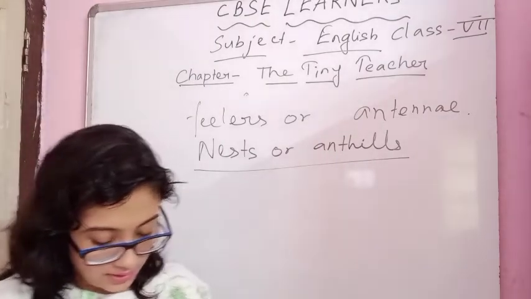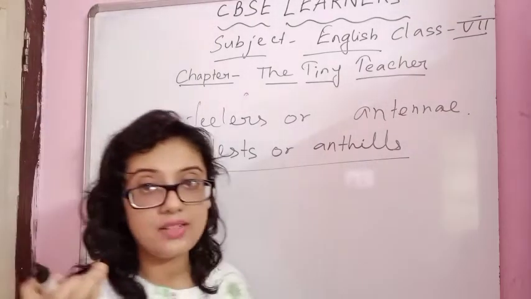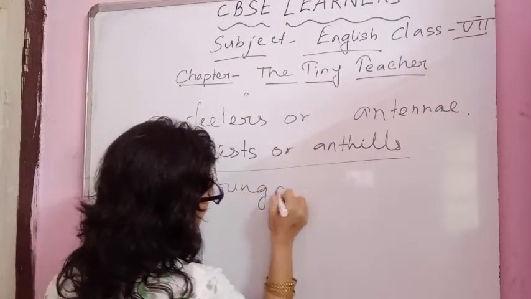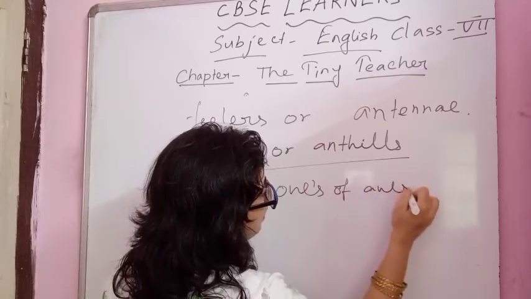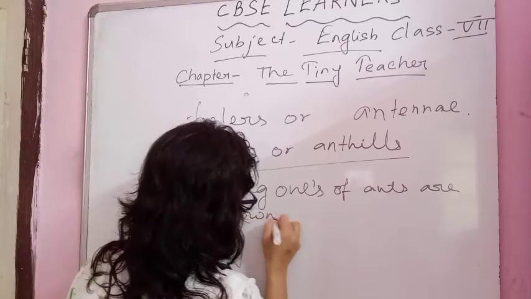Other rooms are nurseries for the young ones called grubs. So what are the young ones of ants known as? Young ones of ants are known as grubs.